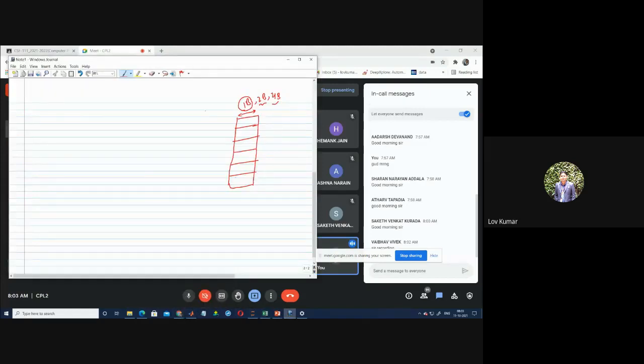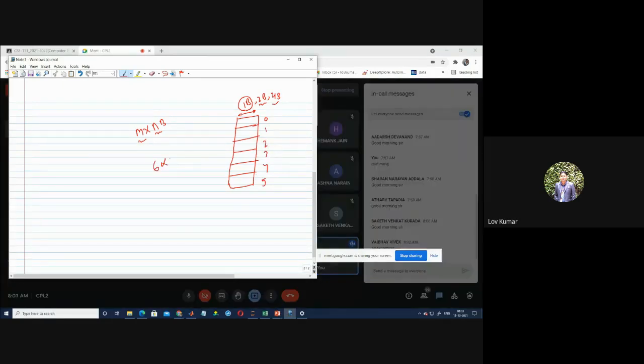Clear? We represent this memory by using m into n bytes. M is the number of cells, and n represents the size of each cell. As an example, if we are going to find the number of cells, it will start from 0, 1, 2, 3, 4, 5, which means the total number of cells equals 6, and the size of one cell equals 1 byte.